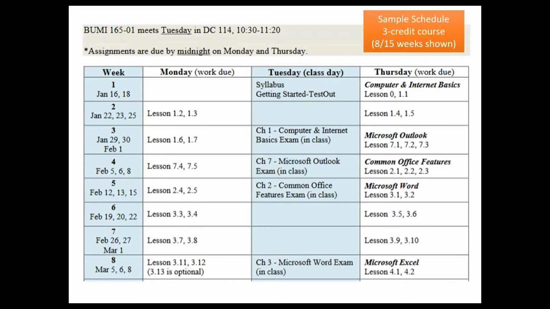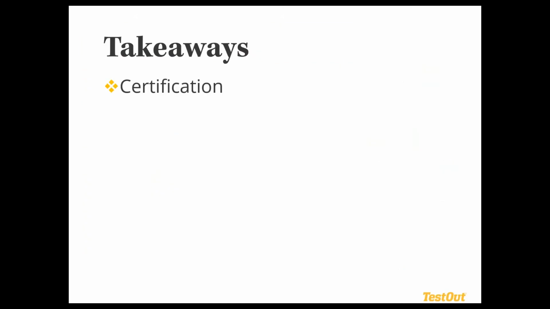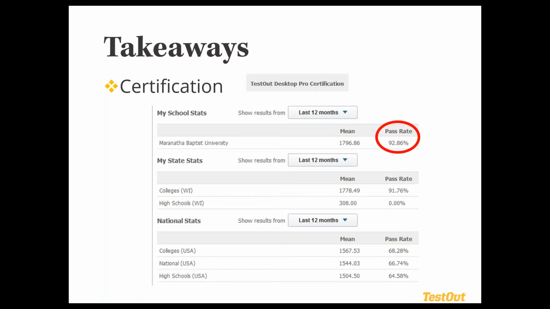Finally, one aspect of TestOut that I really love is the inclusion of Desktop Pro certification, and I alluded to this earlier. I love that it's part of the license, and again, this certification includes Word, Excel, and PowerPoint. I require this as their final exam, and I have had 5 sections complete this with very positive results. Our pass rate average, as you can see there, is 92.86% right now compared to the national average of 68%.